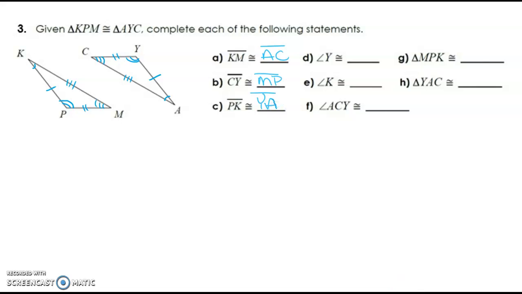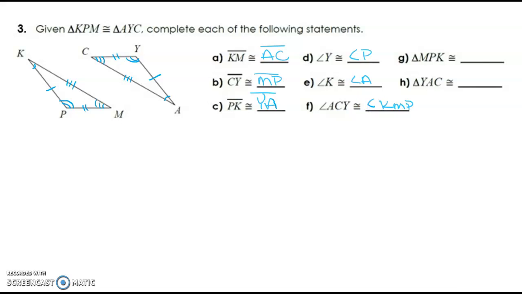Alright. So now what I want you to do is go ahead and pause the video and try the next three on your own. Alright, so hopefully you paused the video and you found that angle Y is congruent to angle P, angle K is congruent to angle A, and angle ACY is congruent to angle KMP.